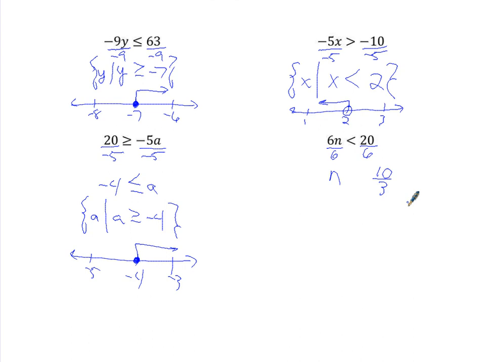Okay, and the symbol will be, we divided by a positive number. It doesn't do anything to the symbol. It stays the same. That is already in the format we need, so I can make set builder notation right away, and then I can draw my graph. Now the question is, this is the hard part that trips people up. How do I show 10/3 on my number line?